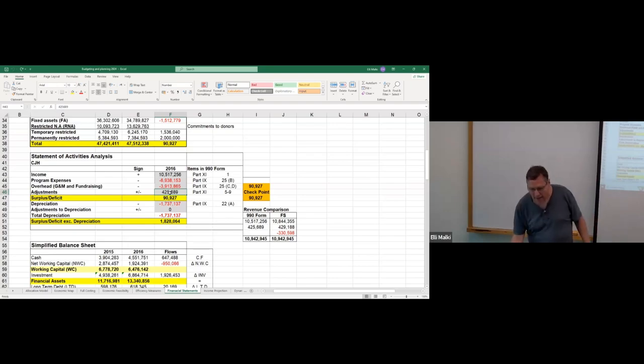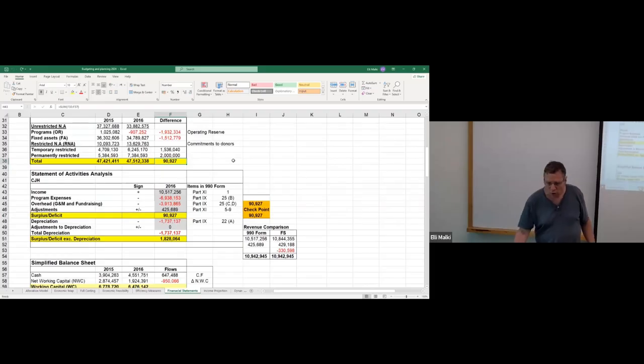Okay. And then we have this blue line, which is surplus and deficit. Now this is the second checkpoint. Okay, this is the second checkpoint because the change here, the surplus and deficit, has to be equal to the total change in our assets, net assets. So you see there is a checkpoint.